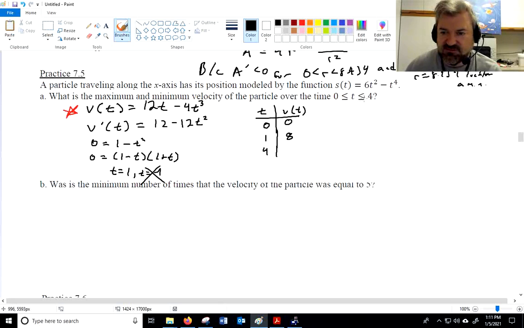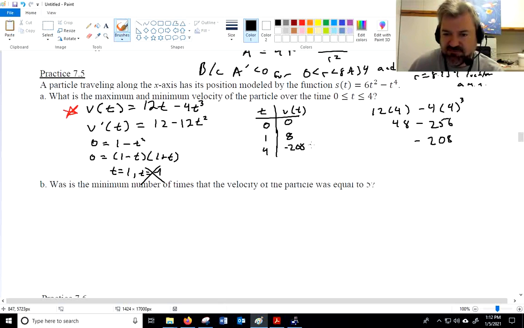v of 4 is going to be a little bit more work. 48 minus, let's see here. Ooh, that's a big number, right? Because that's 256, I believe. So it would be negative 208. So this is our max velocity of 8 and our min velocity of negative 208.